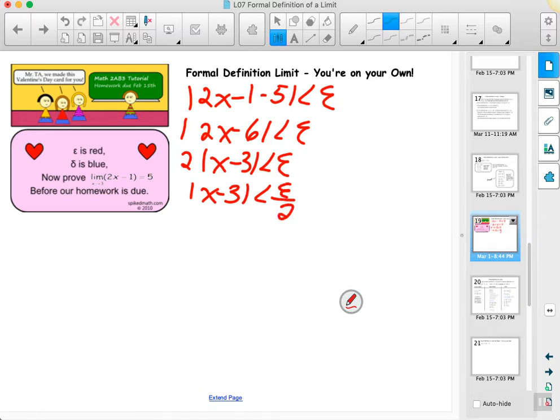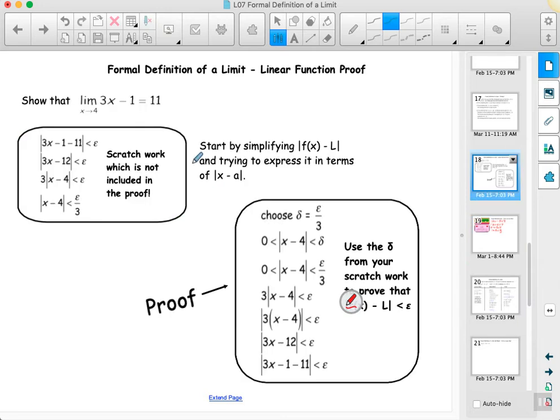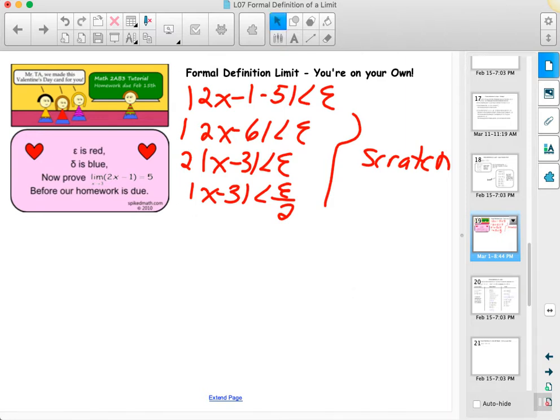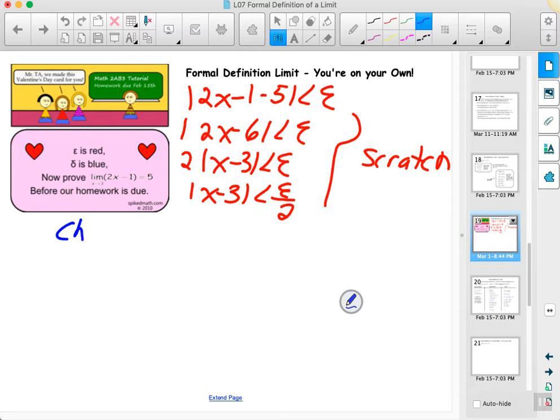So if we jump back to the previous slide, what have we done now? We've now found what delta should be. Delta should be epsilon over 2. So we're going to start our proof, and I'm going to change pen color. This is not the proof, this is really our scratch work. Now in our proof, what we're going to do is choose delta equals epsilon over 2.